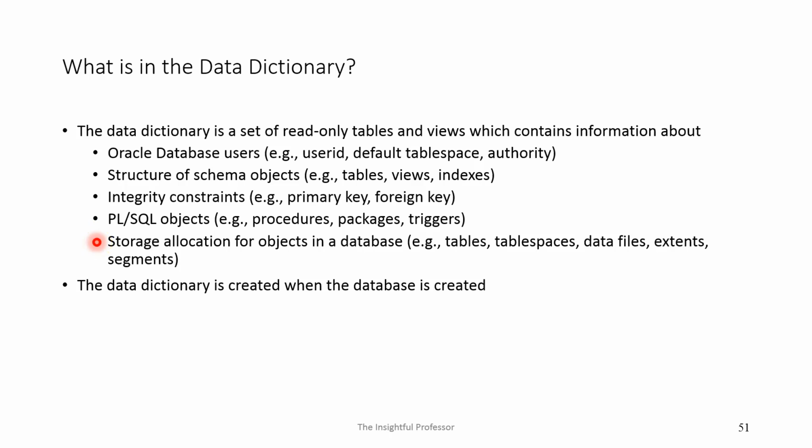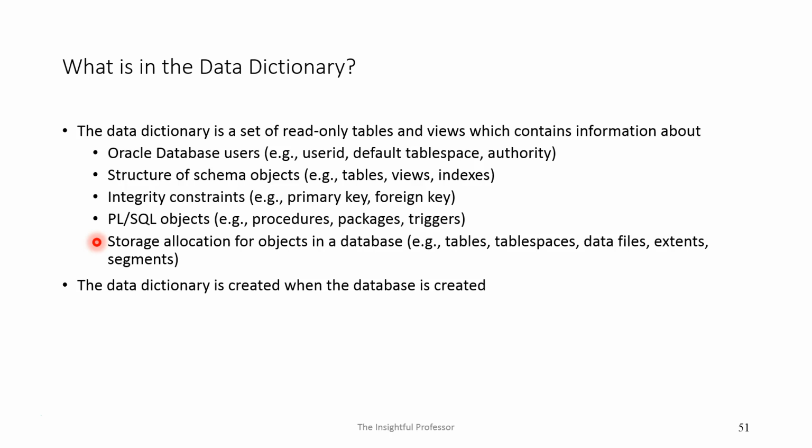Storage allocation. The system can track how much disk space is being used for this table, for this index, and so forth. And it can do all kinds of administrative stuff using that data. And there's a lot more, but it gives you the idea that there's a wealth of information available in the form of metadata within the system. The data dictionary is created when the database is created, and it's used immediately thereafter.